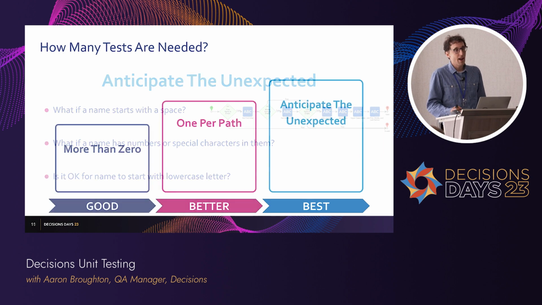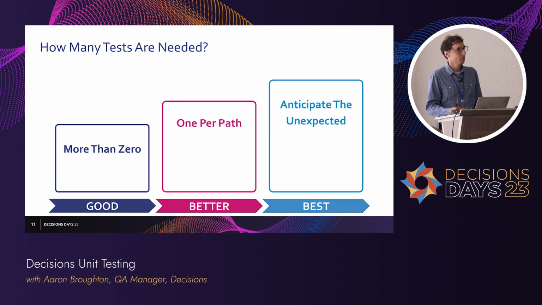All right, so these are our 3 categories. Good, at least start with more than 0. You've got to start there. That's just the baseline. If you want to graduate to being a better tester of your flows, at least develop a test per path and make sure that you're counting each of the paths as they crisscross and go through the flow. And then work out that muscle of anticipating the unexpected.